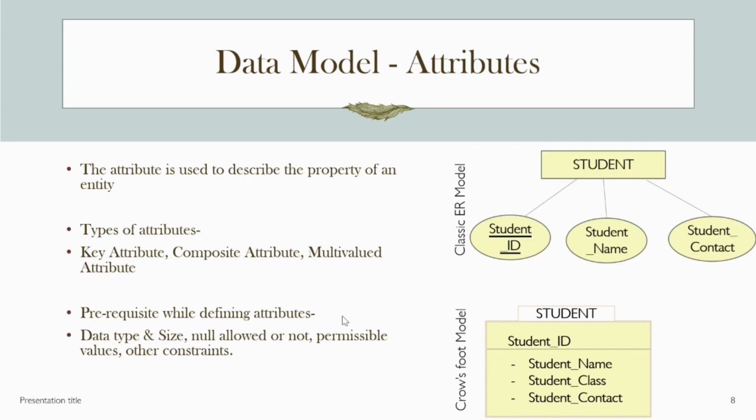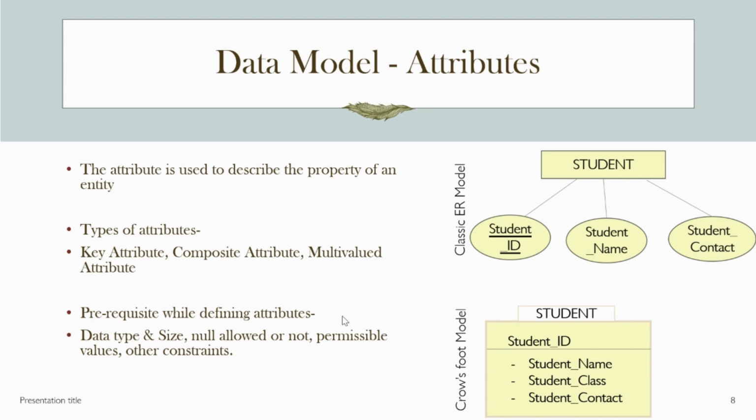Now, data model attributes. What are attributes? These are the properties which describe an entity. Okay. If I want to describe a student, how will I describe a student? The student must have some name. The student must have some address where that student resides. He or she will have some contact details. So all these things which we use to describe that student are known as attributes.